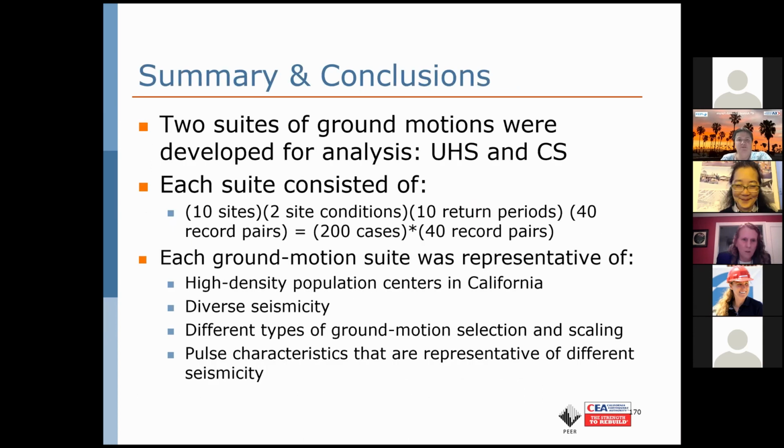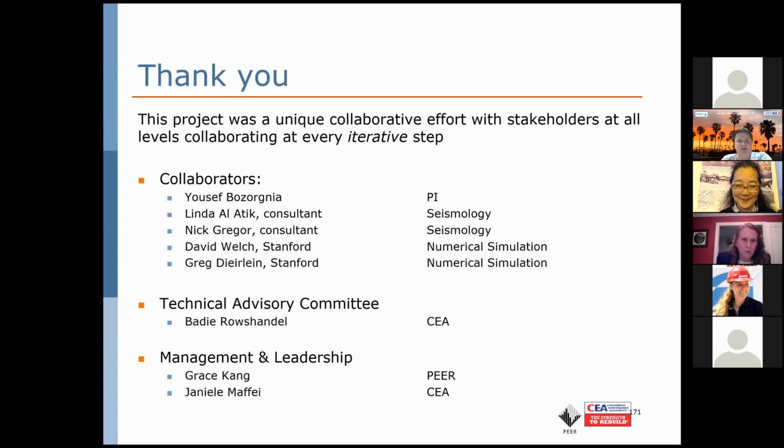And so in summary, we developed 2 suites of ground motions, but each suite consisted of about 200 cases times 40 record pairs. So it was a very wide program, as others have talked about, and the analysis group will tell you tomorrow that they actually picked certain representative sites based on the different seismicity. Each ground motion was representative of more than just a point, and we're very confident in this wonderful data set that we have developed. I wanted to highlight a thank you to everybody.